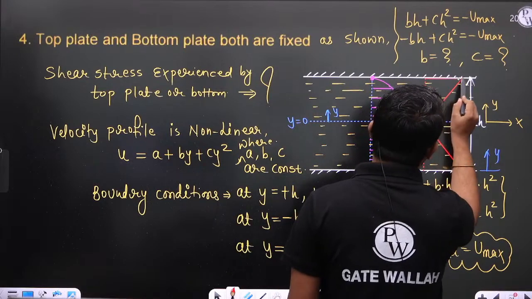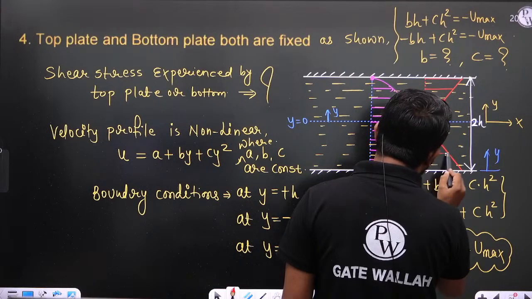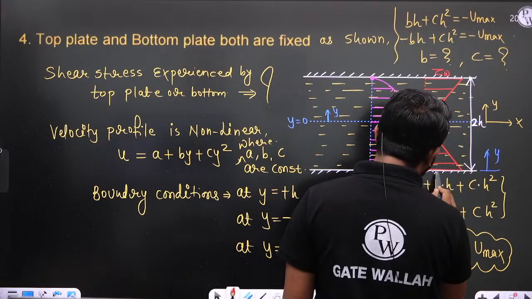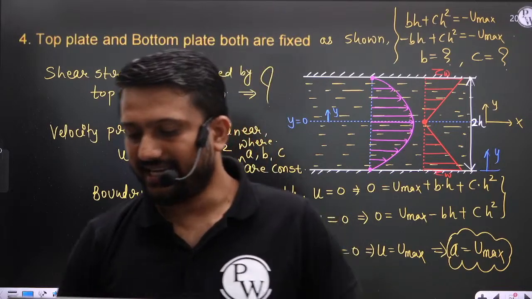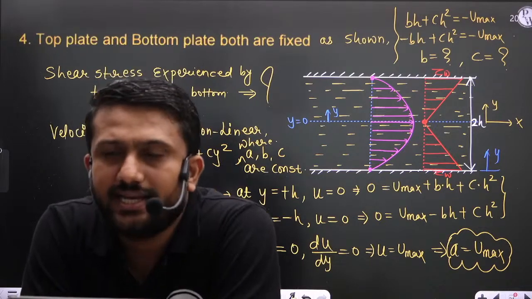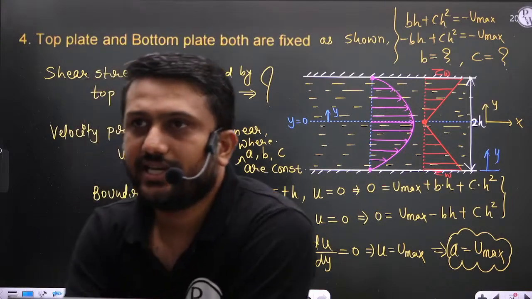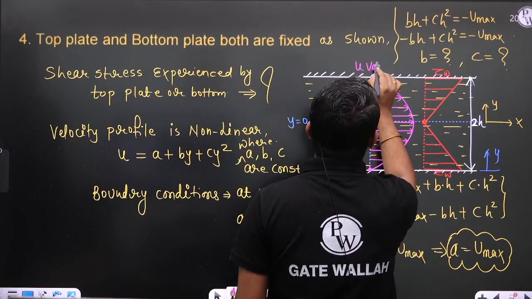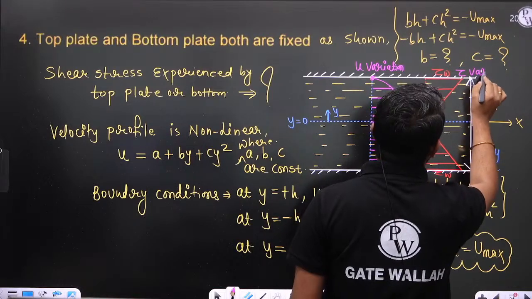So this is the shear stress variation. This is tau w. Right? The shear stress variation is linear. So if your velocity profile is a second degree parabola, the shear stress variation is linear. So this is the velocity variation, and this is the tau shear stress variation.